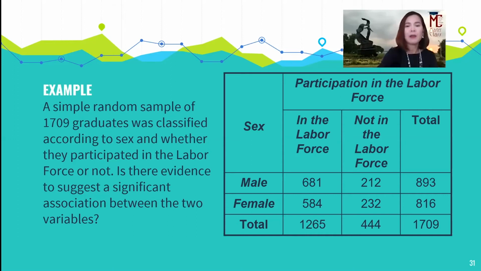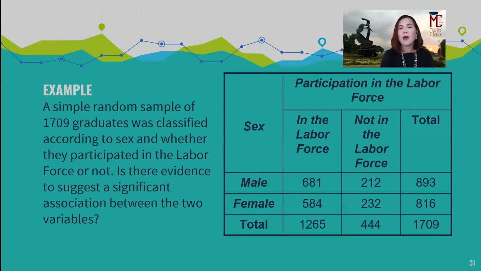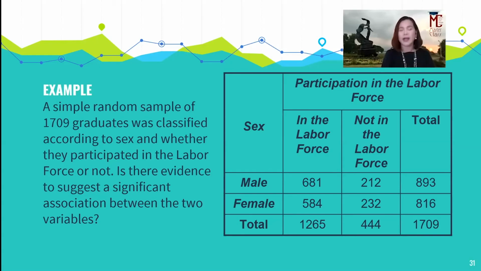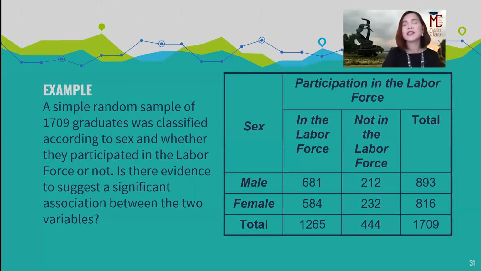Okay? So, for the case of the chi-square, by the way, bakit chi-square ang gagamitin ko? So, let us analyze the variables. Both of the variables are categorical. One is sex, wherein you have male and female as the possible categories. And the other variable is the participation in the labor force, wherein we also have two categories. Okay? Participated and did not participate.